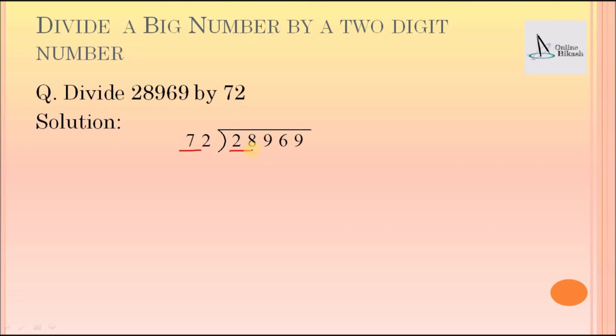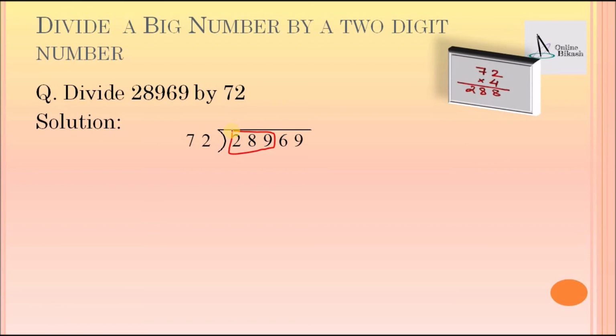We will group more digits together this time, because if we group these 2 digits, then it will be smaller than 72 itself. So we will group these 3 digits together now: 289. Okay, now this can be divided because 289 is bigger than 72. So if we multiply the number by 72, what will we get?